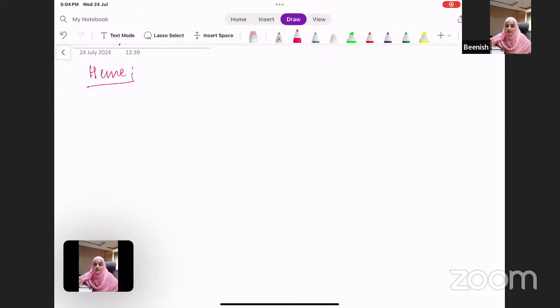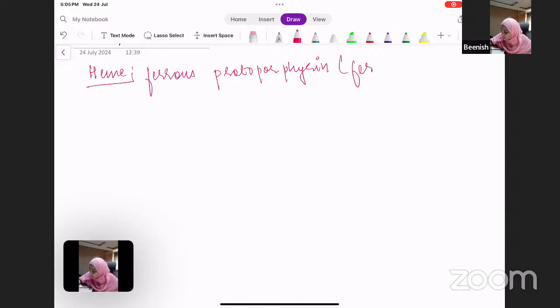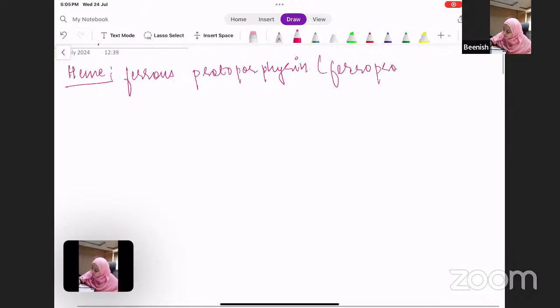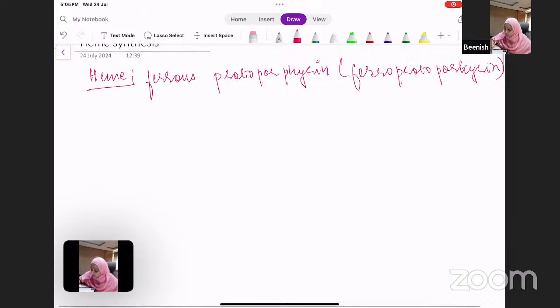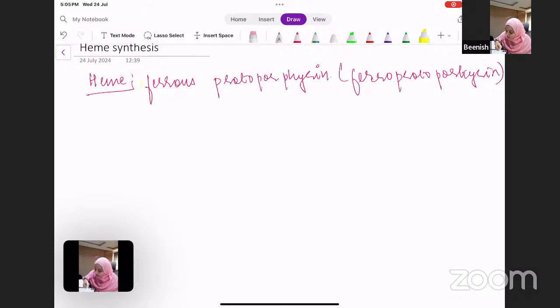So heme, if I give you one statement, is a ferrous protoporphyrin. Or you can also say ferroprotoporphyrin. Okay, now I'm going to expand this. Heme is a ferrous protoporphyrin or ferroprotoporphyrin. Now, what do you mean by that?